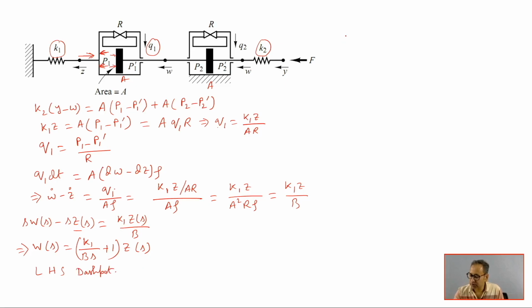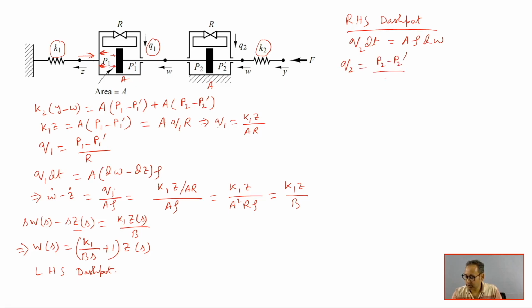Let us now consider the right hand side dashpot. Similar equations can be written for this right hand side. That means Q2 dt equal to A rho dW, and Q2 equal to P2 minus P2 dash divided by R.